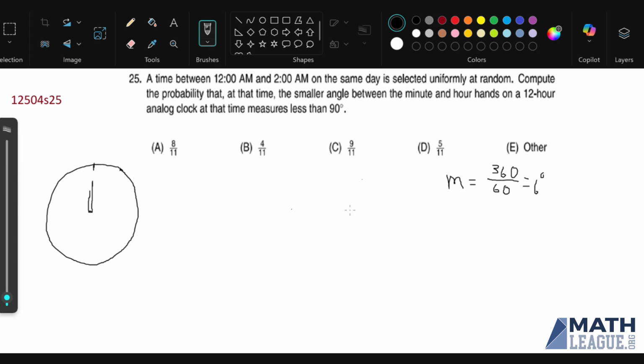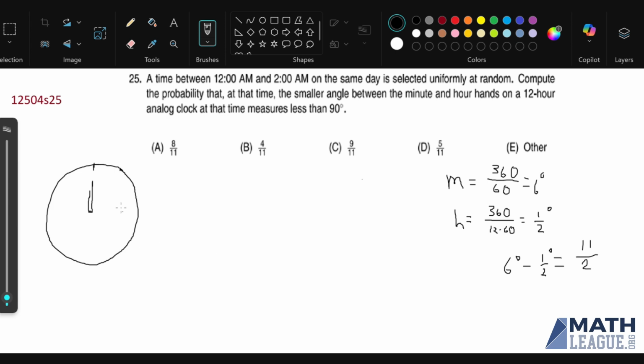So it's going to move 360 over 12 times 60 degrees in 1 minute. And since 360 is 6 times 60, then 360 divided by 12 times 60 is going to come out to 1/2 of a degree each minute. So then the minute and the hour hands are moving away from one another at a rate of 6 degrees minus 1/2 degrees every minute, or 11 halves.